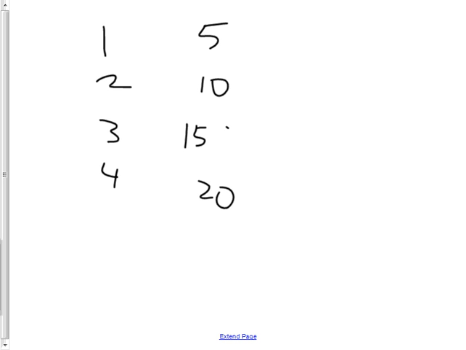All right, so let's learn this linear regression thing, linreg. All right, I'm going to ask you to put this data into your calculator. 1, 2, 3, and 4, going with 5, 10, 15, and 20. Okay, so how do you do this?